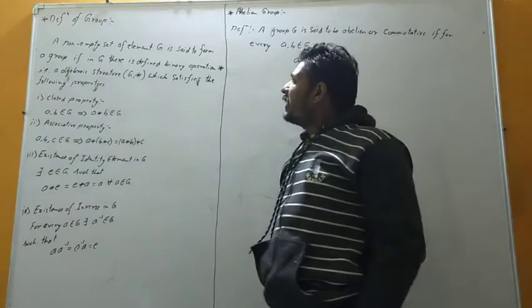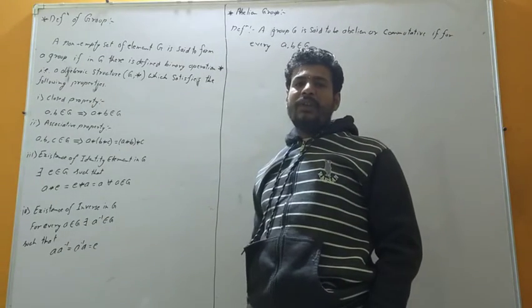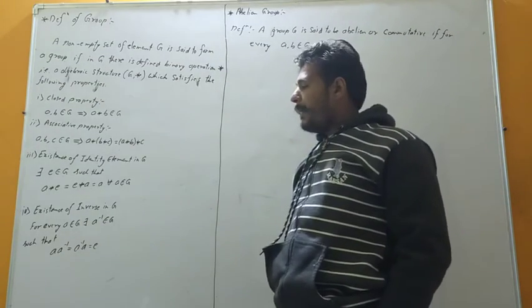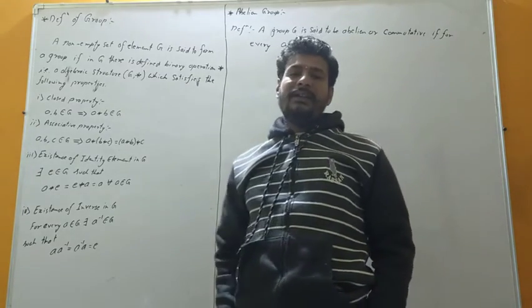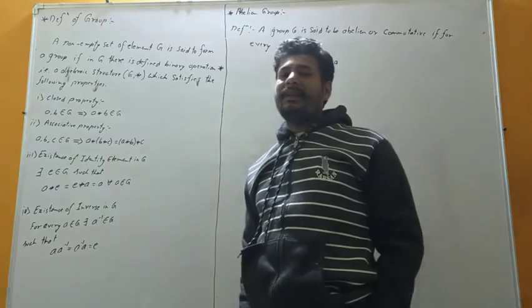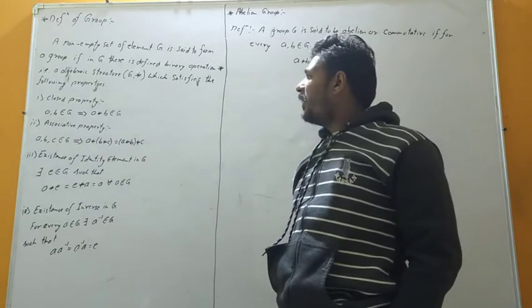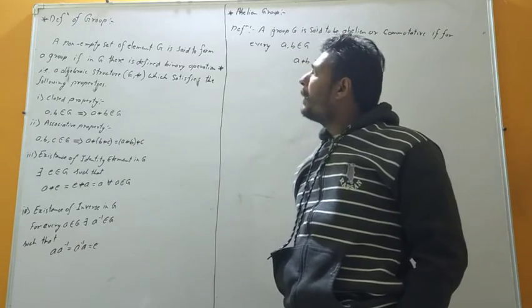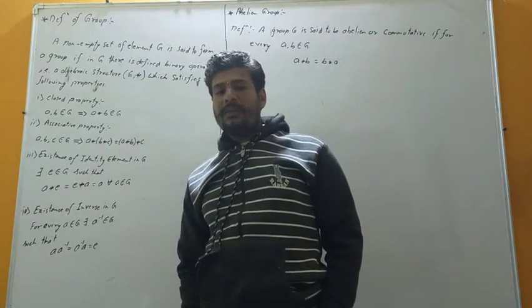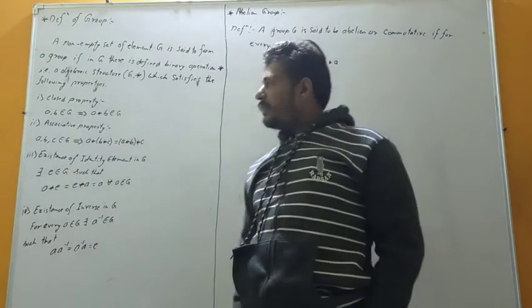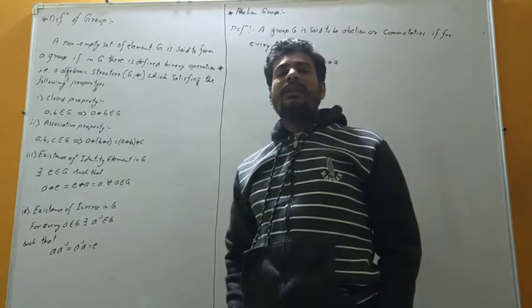In the previous lecture we discussed the introduction to group, and we saw the definition of groupoid, semigroup, what an algebraic structure is, and so on, and what the properties are. In this section we will discuss the definition of group, which is the heart of our course.